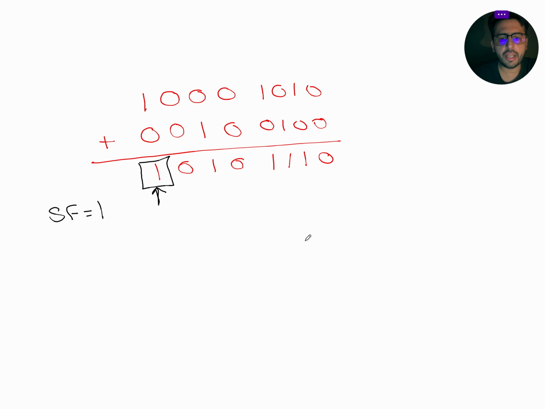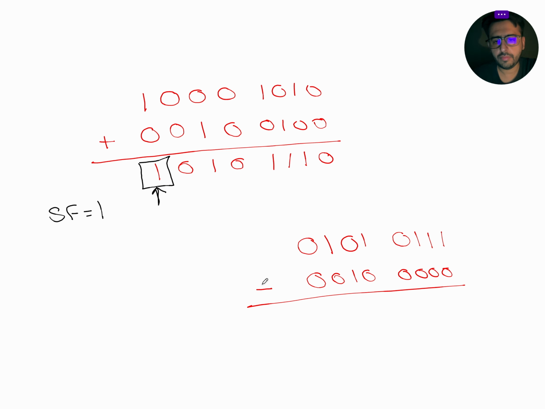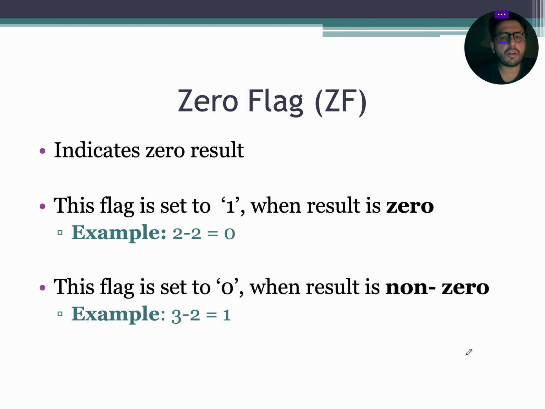Let's consider another example. This example is again utilizing the sum operation. So after the arithmetic operation, the achieved sign bit is equal to 0. So for this example, the sign flag value equals 0. Next turn is of the zero flag. The zero flag indicates a zero result. This flag is set to 1 when the result is 0. For example, 2 minus 2 is equal to 0. So the zero flag for this example is 1.